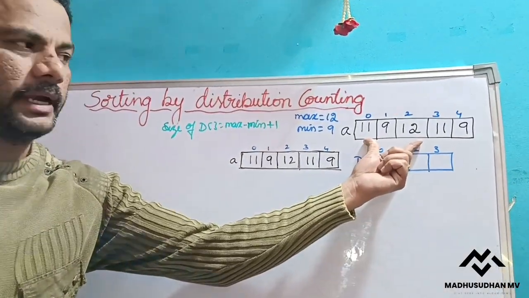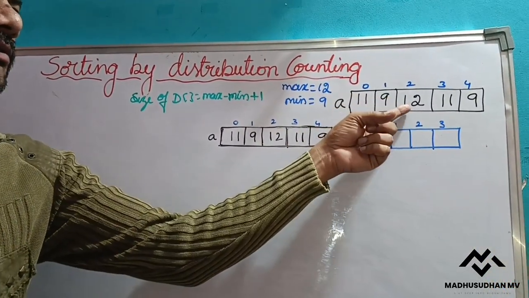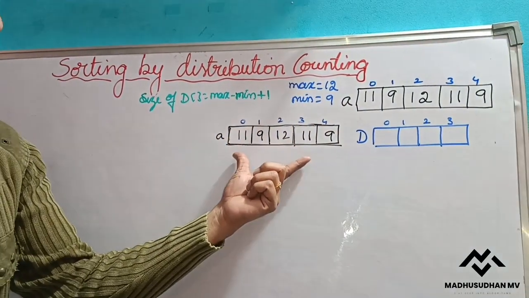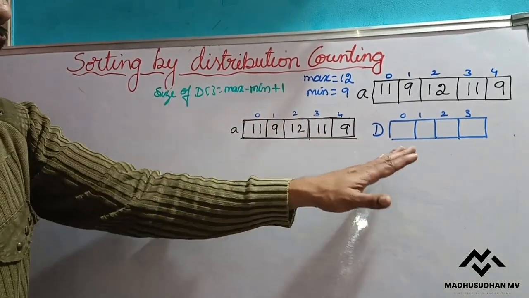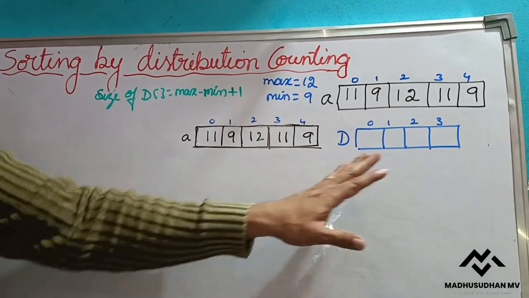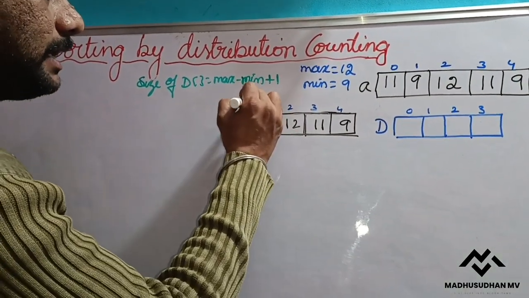Again, this is the array to be sorted. In this one, 12 is the maximum among the given elements, and 9 is the minimum. Now I rewrite this one. Now I need to find the frequency of occurrences of each element. For that, I will take the first element. That means this is my ith element.